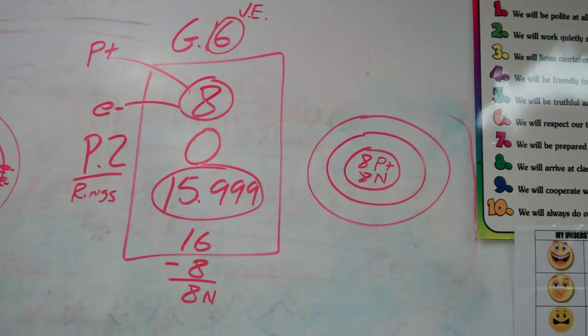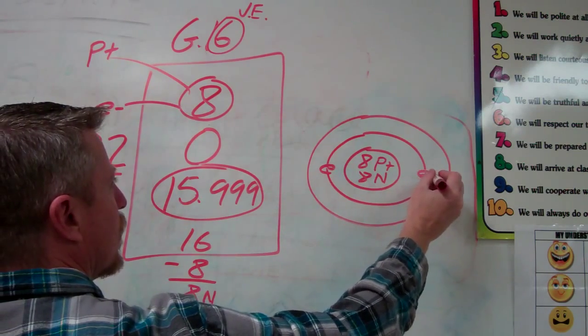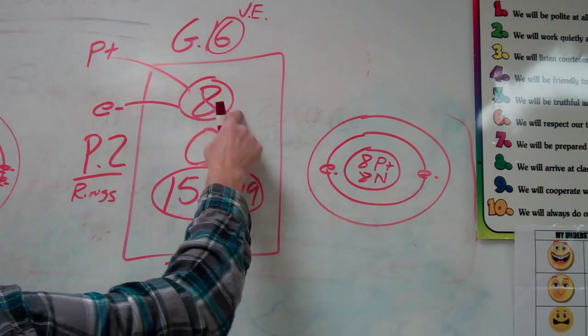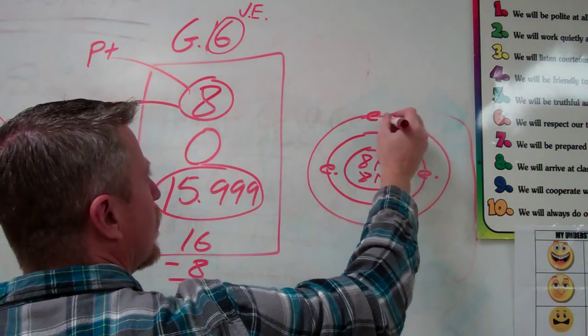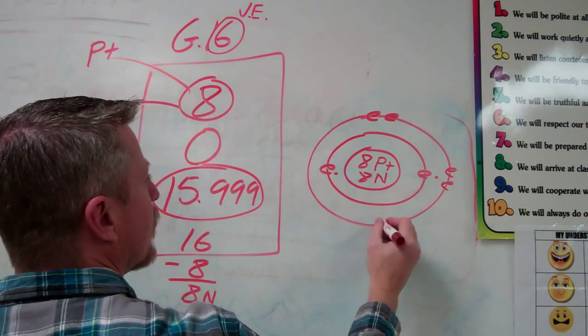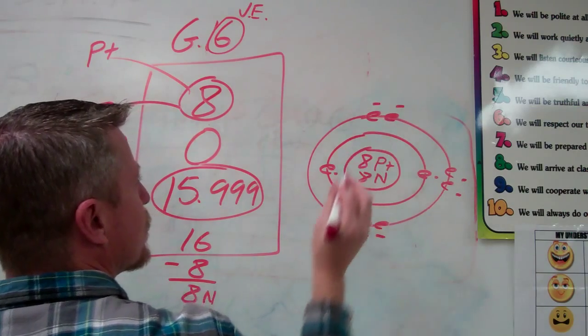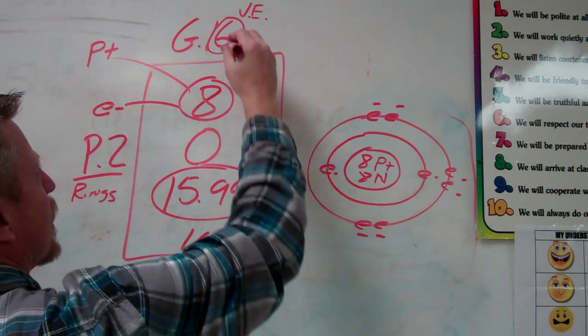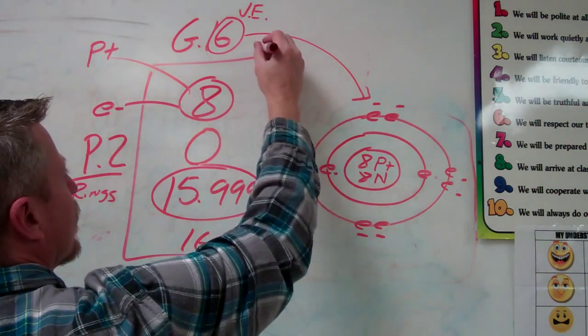Okay, how many electrons can go on the first ring? 2. Okay, well I have a total of 8 electrons. So how many more do I need? 6. Good. So I go 1, 2, 3, 4, 5, 6. And I'm still pairing them up just because it's easier to count and to see if it's full or not. So in the outer ring I should have 6. 2, 4, 6. That checks out.